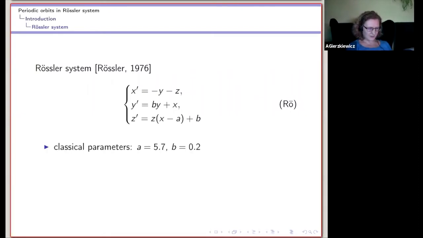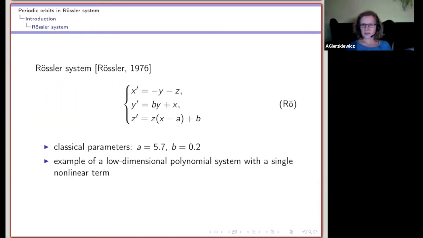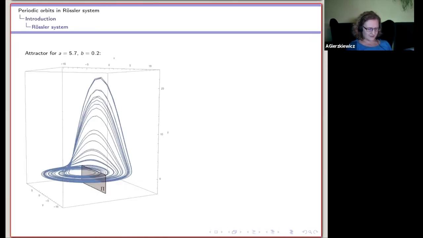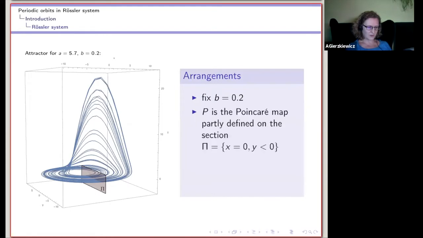As we probably well know, it is a well-known example of a low-dimensional system with some chaotic behavior. The classical parameters, as I said, are A equal to 5.7 and B equal to 0.2, but we will change A later. What more to say about the system? Symbolic dynamics was proved already. And of course, this kind of picture must appear whenever one says anything about the Rössler system. It's the more or less well-known Rössler attractor. I will need it only to set some arrangements. So as I said, I will always use B equal to 0.2 and vary A.